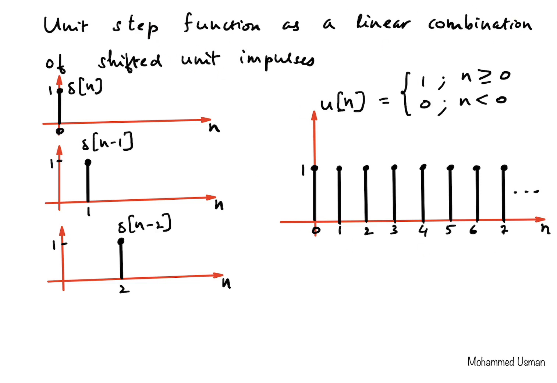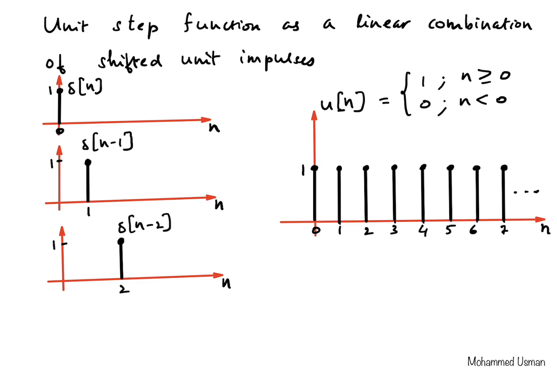So what we have on the right hand side here is the unit step function, which is having a value of 1 for n greater than or equal to 0. For n less than 0, it is 0. So it is only available for positive values of n. And clearly each of these is having a height of 1. And we can represent this unit step function as a summation of these shifted delta functions, right?